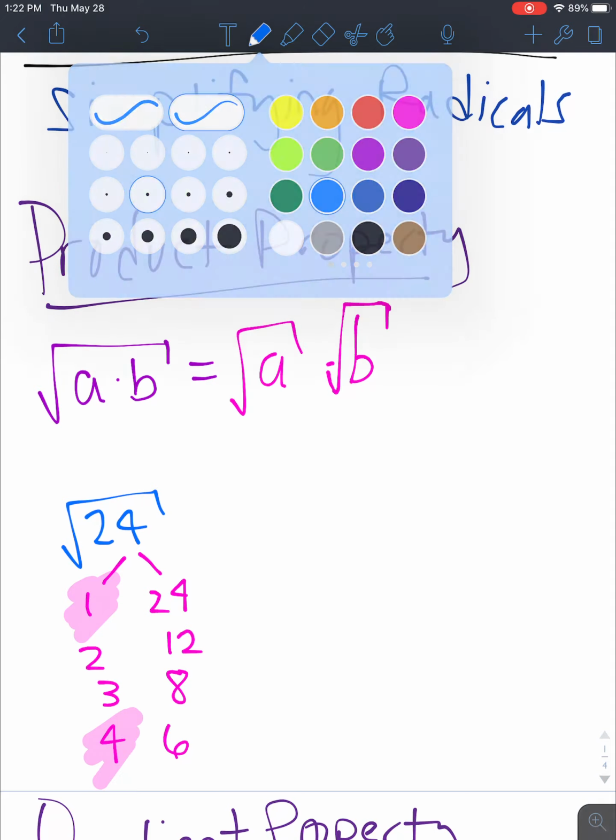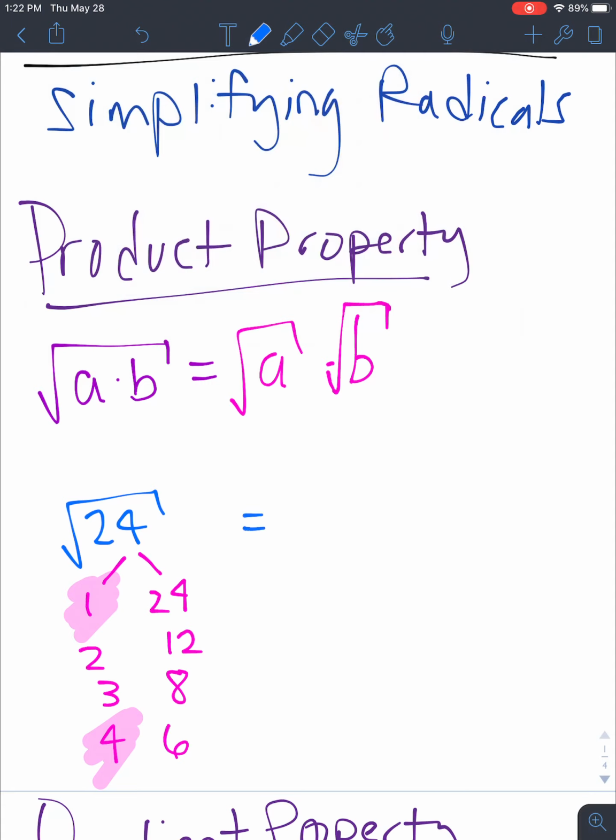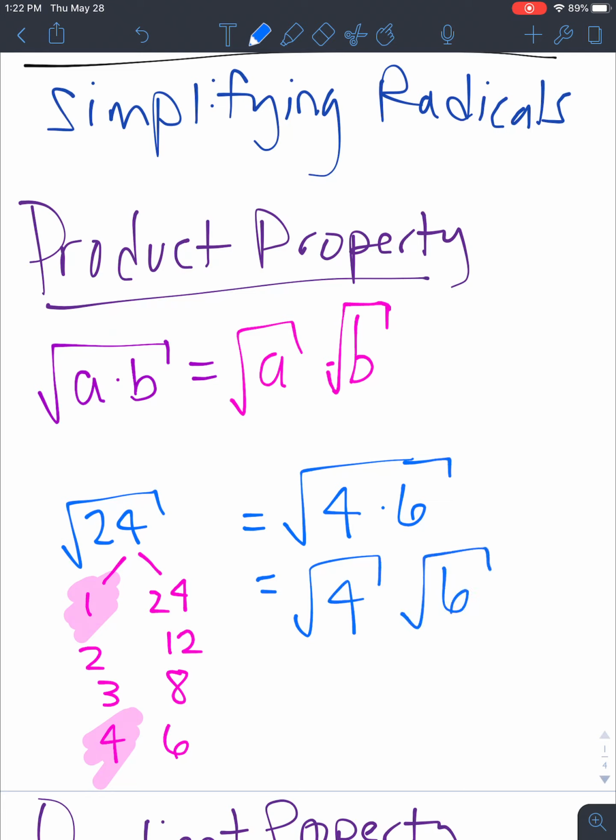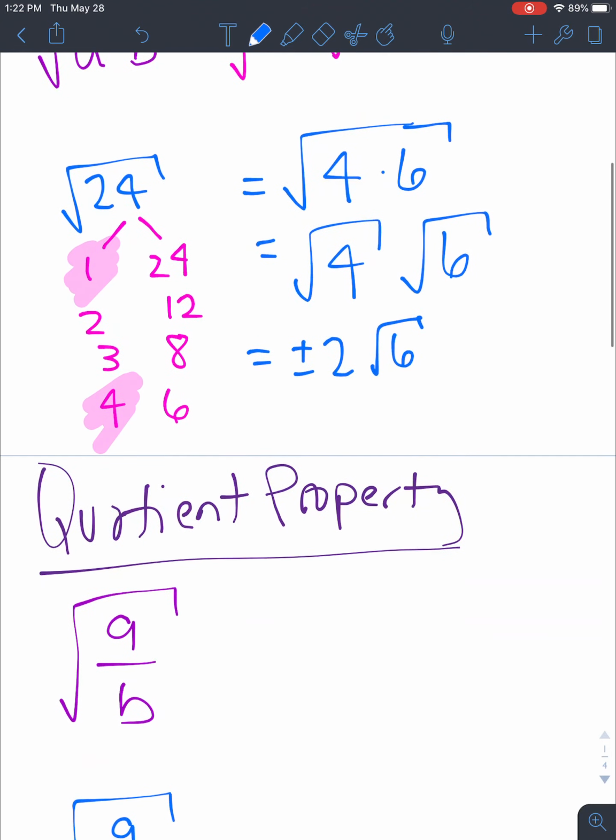So in order to simplify this down, we'd actually say that the square root of 24 is the same thing as the square root of 4 times 6. Using the product property, we break that up into the square root of 4 times the square root of 6. And we know that the square root of 4 is plus and minus 2. So our final answer would be plus and minus 2 times the square root of 6, because the square root of 6 doesn't simplify. So that's how I use the product property.